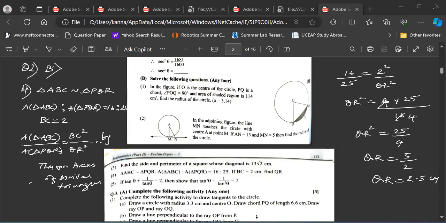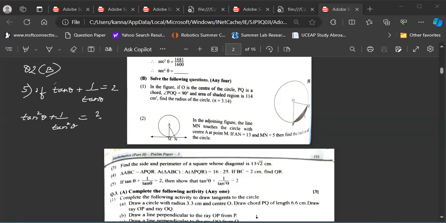Now, question number 2, B's fifth part. A very simple question, children. That is also a very easy question, okay? This fifth one says: if tan theta plus 1 upon tan theta is 2, find tan square theta plus 1 upon tan square theta. You can see how we are going to go about it. I want tan square theta plus 1 upon tan square theta.